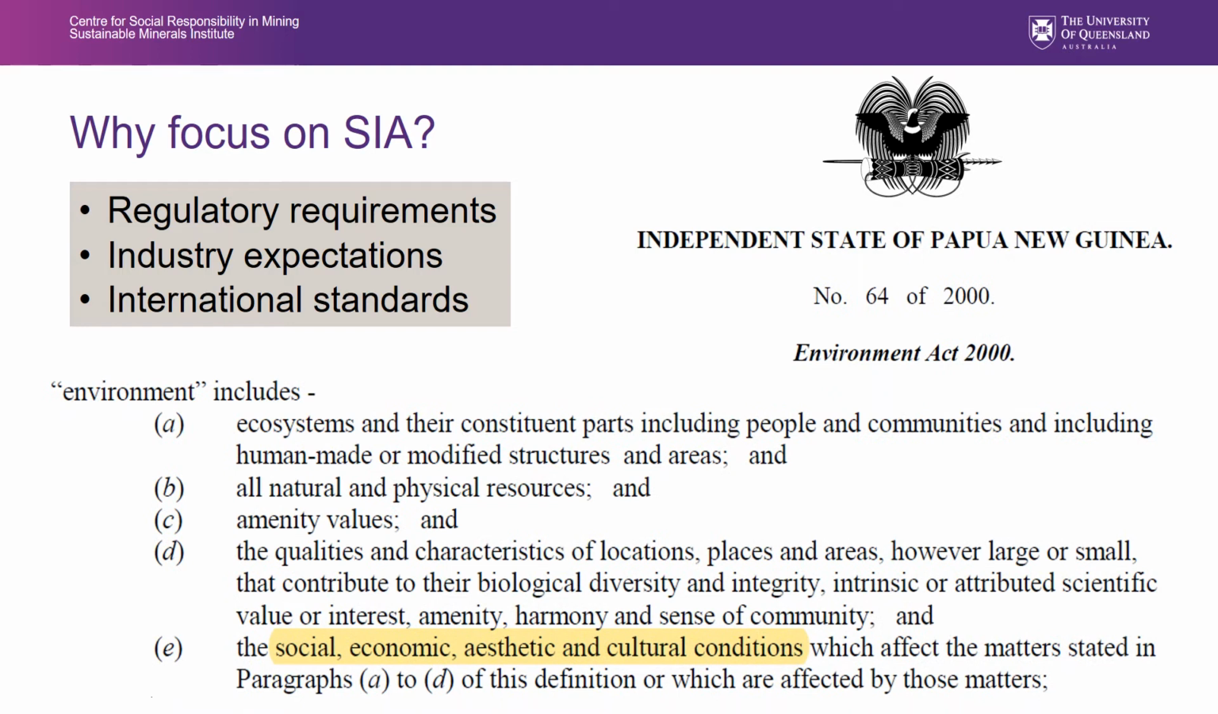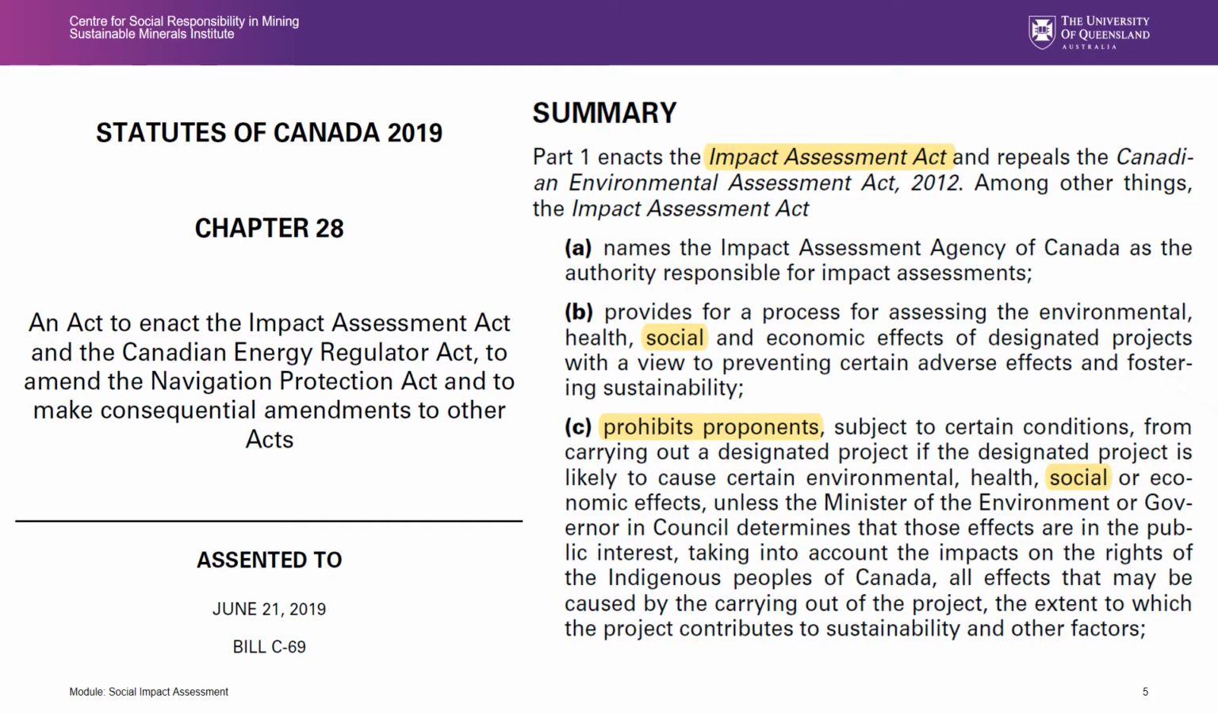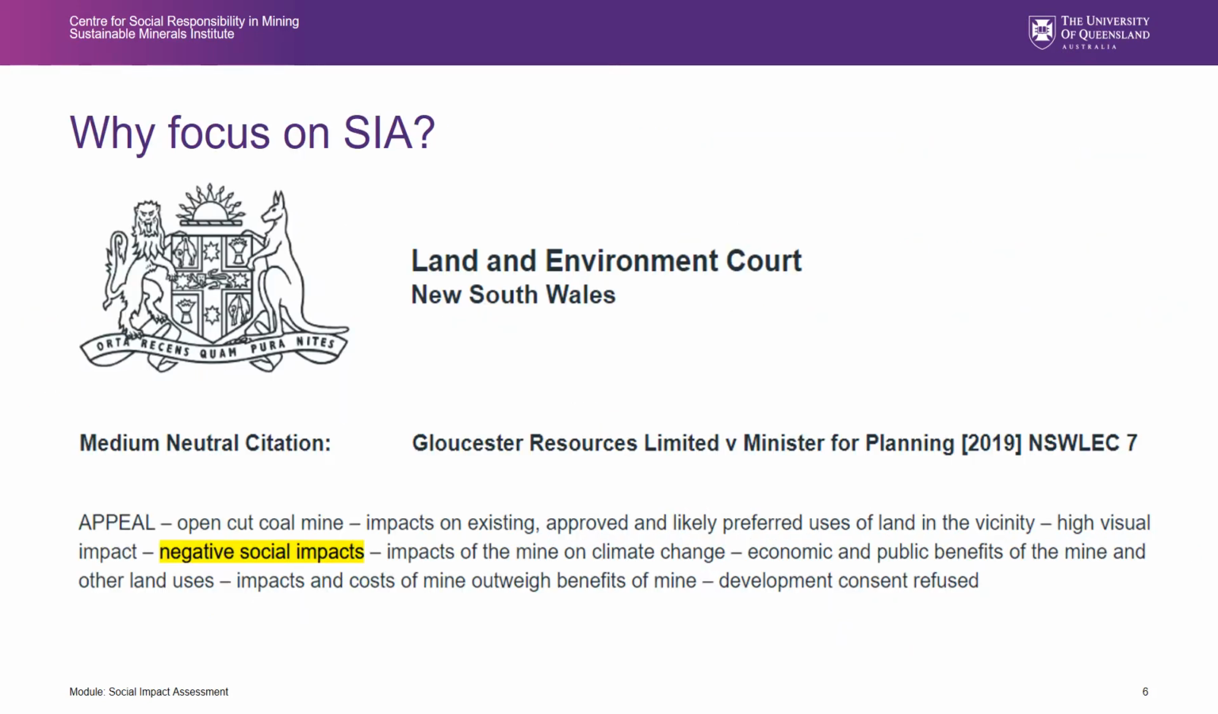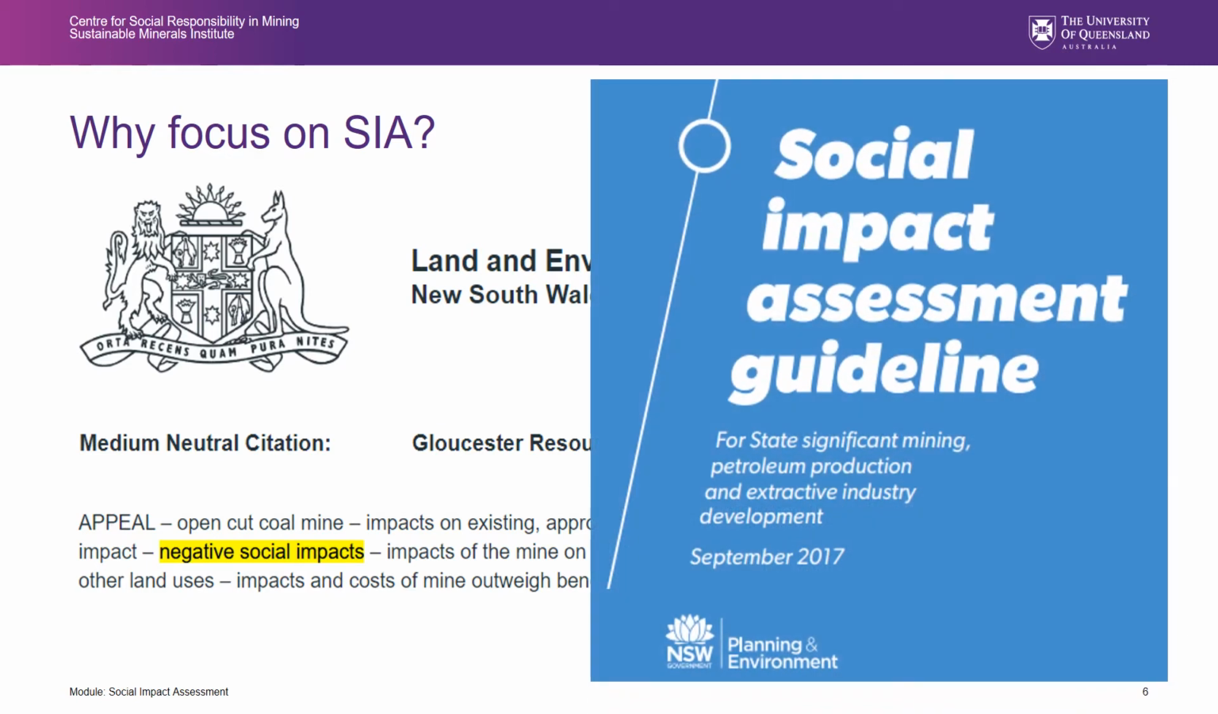Take, for example, the Environment Act of Papua New Guinea. Under this act, certain projects are required to undertake an environmental impact assessment. Social, economic, aesthetic, and cultural conditions are considered part of the environment. The recent Impact Assessment Act of Canada also has similar provisions. In Australia, courts have rejected projects on the basis of social impacts, and regulators have issued guidelines indicating how social impact assessment is to be undertaken.